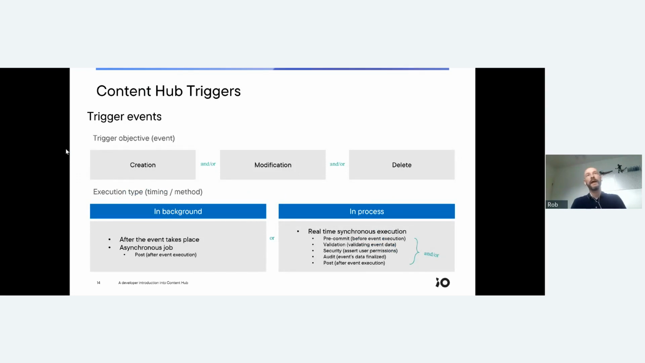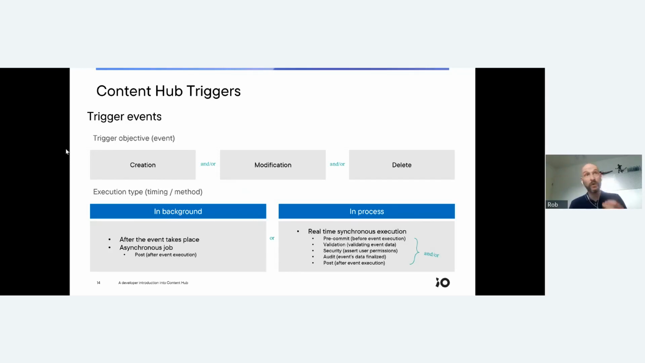And then you need to understand the concept of the triggers in Content Hub to be able to use this. You have first your trigger event, and an event consists of two concepts: the trigger objective and the execution type. I tried to make this slide to show all the possibilities in one overview. The trigger objective is actually the event that takes place, and it can either be a creation, a modification, or a deletion of any of the entities in Content Hub.